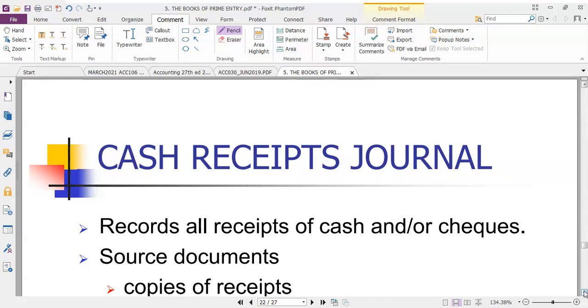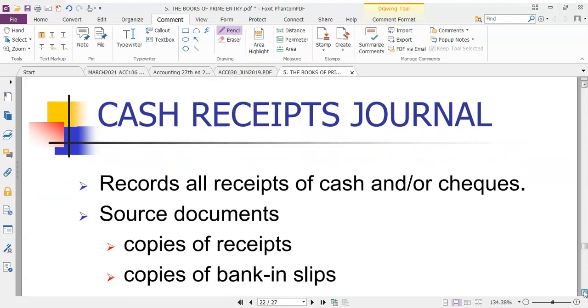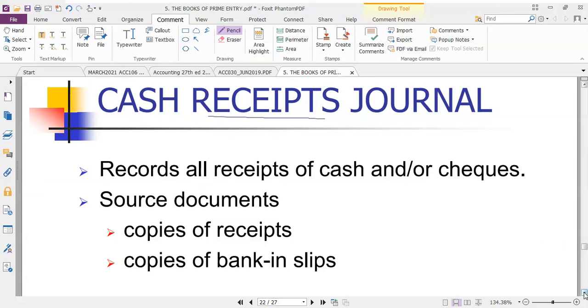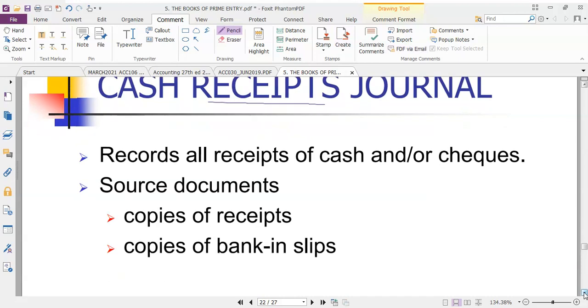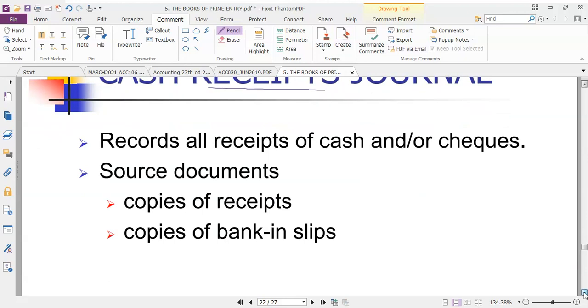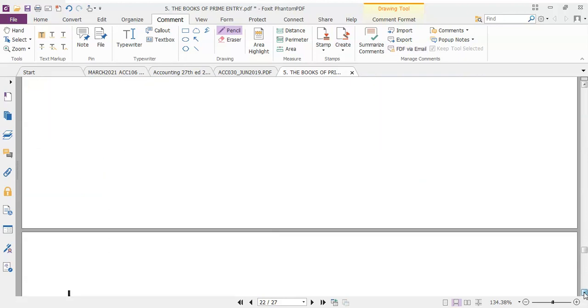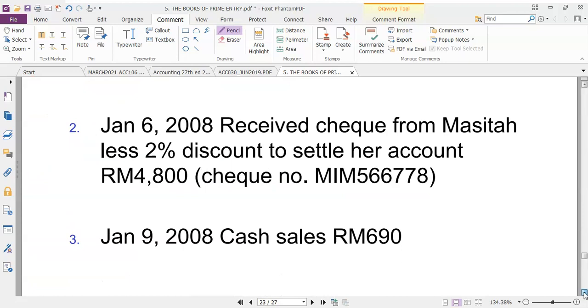Okay, cash receipt journal. What is it? It records all receipt of cash or checks. Receipt means that all receipt of cash or check kita akan letak kat dalam cash receipt journal. Source document: if we receive check or cash, copies of receipt, copies of bank in slip. So example, ni example dia.